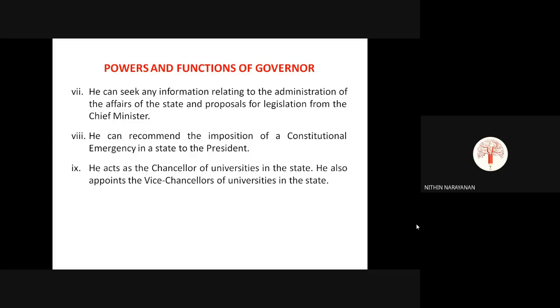He can recommend the imposition of a constitutional emergency in a state to the president. Sometimes there is a situation of emergency in the state, if there is any political trouble or communal riot in the state. In such cases, he can recommend the constitutional emergency in the state to the president. അപ്പോൾ അതും ഗവർണറുടെ പവറിൽ വരുന്നതാണ്. ഗവർണറാണ് അതിൻ്റെ ഡിസിഷൻ എടുക്കേണ്ടത്, വെദർ ഇറ്റ് ഈസ് നെസസറി ടു ഡിക്ലെയർ ആൻ കോൺസ്റ്റിറ്റ്യൂഷണൽ എമർജൻസി ഓർ നോട്ട്.